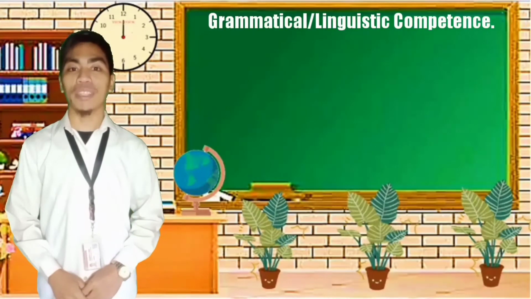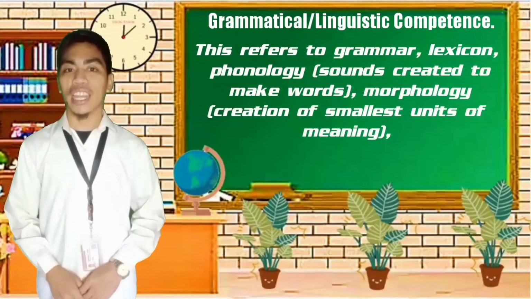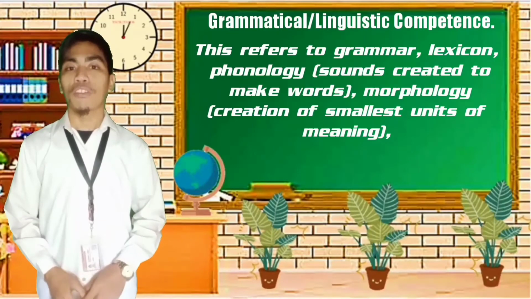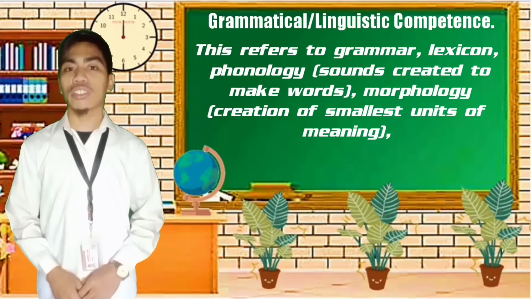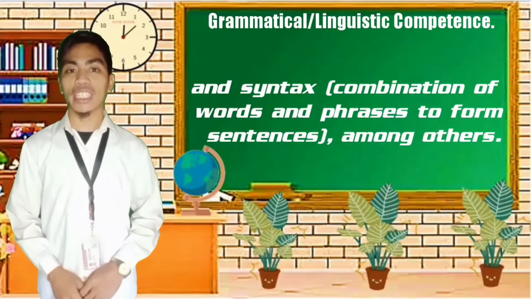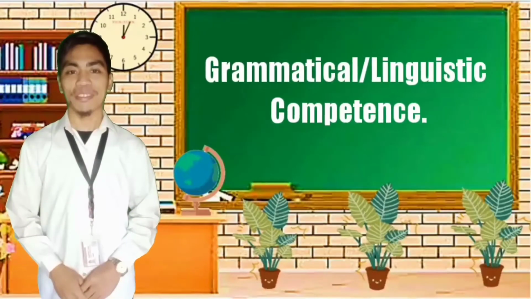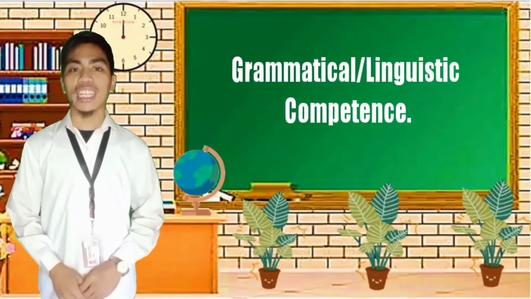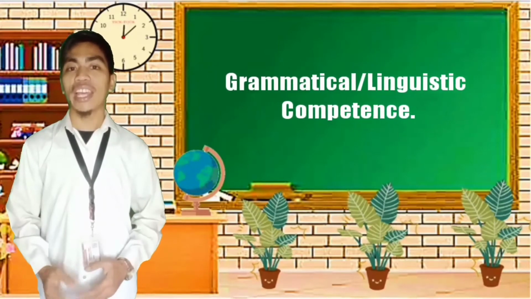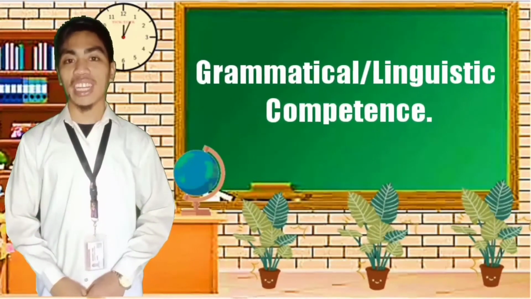Grammatical linguistic competence, the number one competence. This refers to grammar, lexicon, phonology, sounds created to make words, morphology, creation of smallest units of meaning, and syntax, combination of words and phrases to form sentences, among others. In short, as an English speaker, we must know the rules of the language, and then the proper usage of each rule. Grammatical errors will be strictly observed.